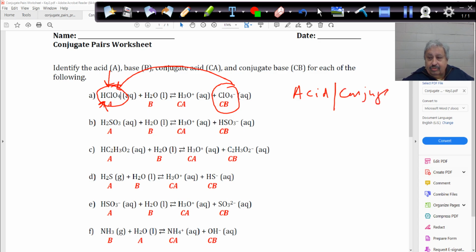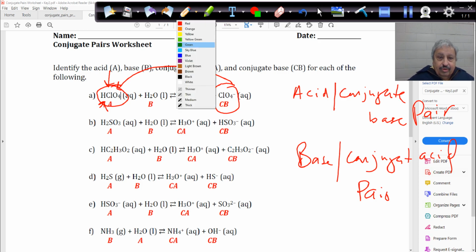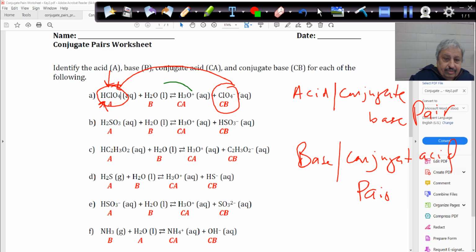So this one here is called an acid and conjugate base pair, and the other one we have is a base and conjugate acid pair. Correct, guys? So this one with this, and the other one with this one here. Okay, guys? So those are the questions. They have the answers there, so you can look at them. Any question?